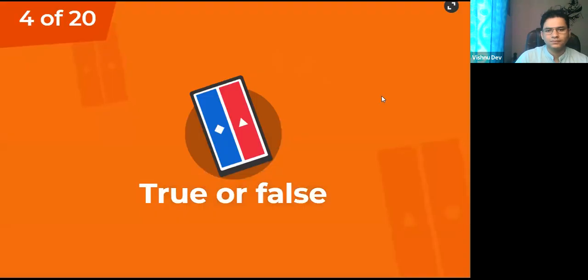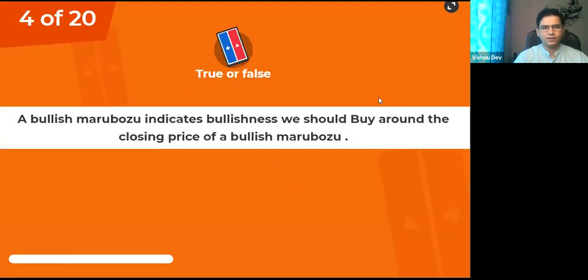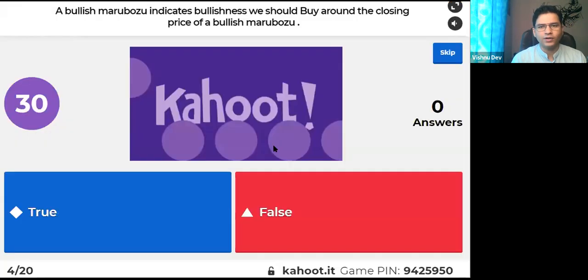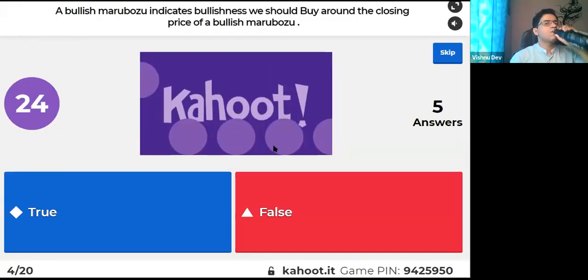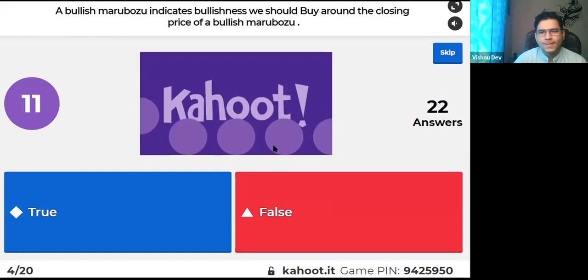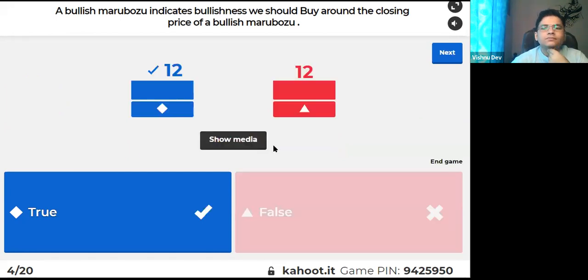So next, a bullish Marubozu indicates bullishness. We should buy around the closing point of the bullish Marubozu. You will have to think about all this. It is true.